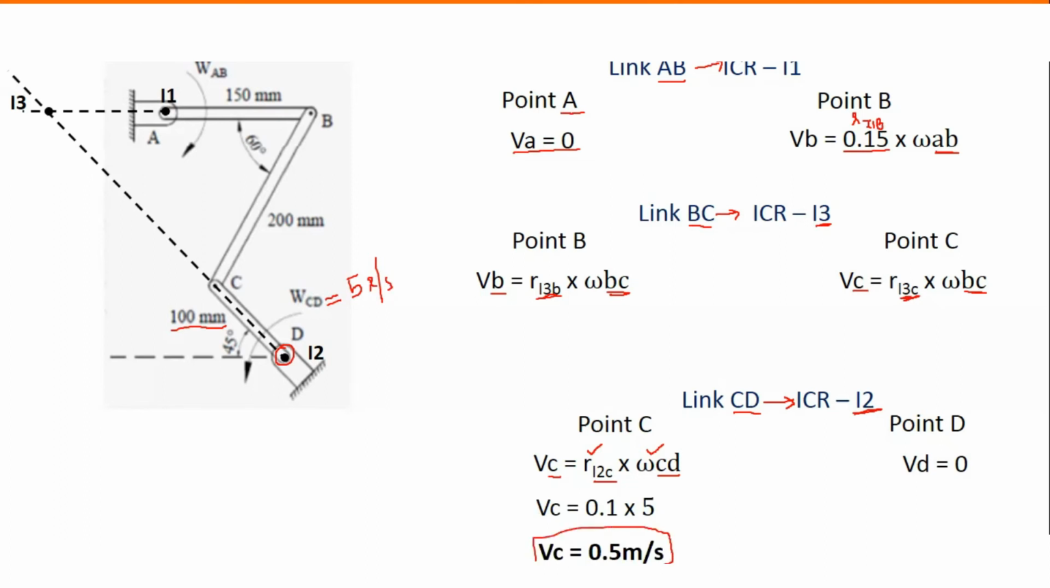This is one of the answers required. Then, next step. What is the next step? The next step is to find out I3B and I3C. So I will consider this entire triangle, the I3CB triangle. Now in this entire triangle, this length is given to me as 200 mm. That means one side of the triangle is given.